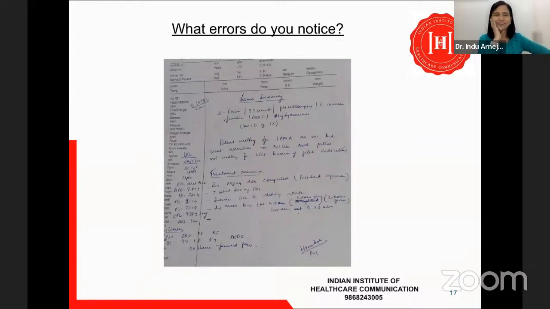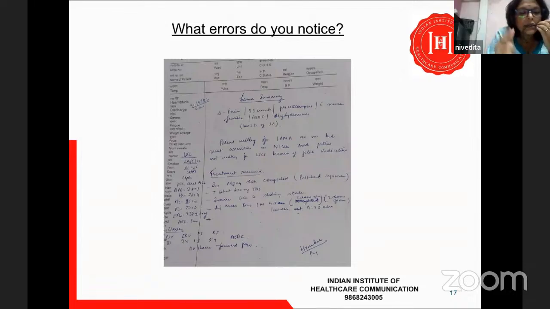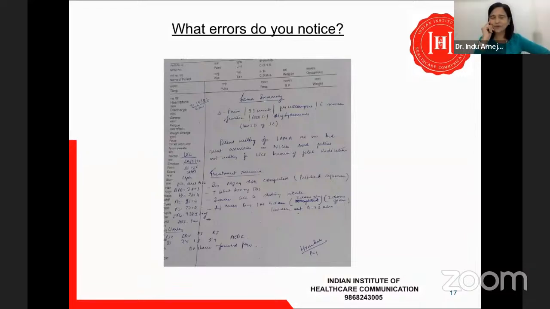Usually we should write in the SOAP format: the subjective, objective, assessment, and then the plan. And again, it is all in running case. And Madam, as per NABH, you cannot write medicine in running letters. It should be in block letters. Agreed. What do others say?